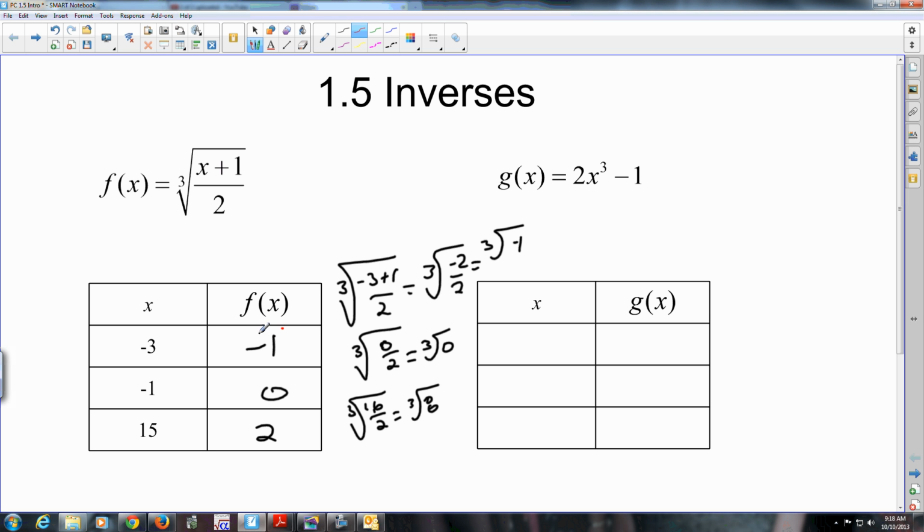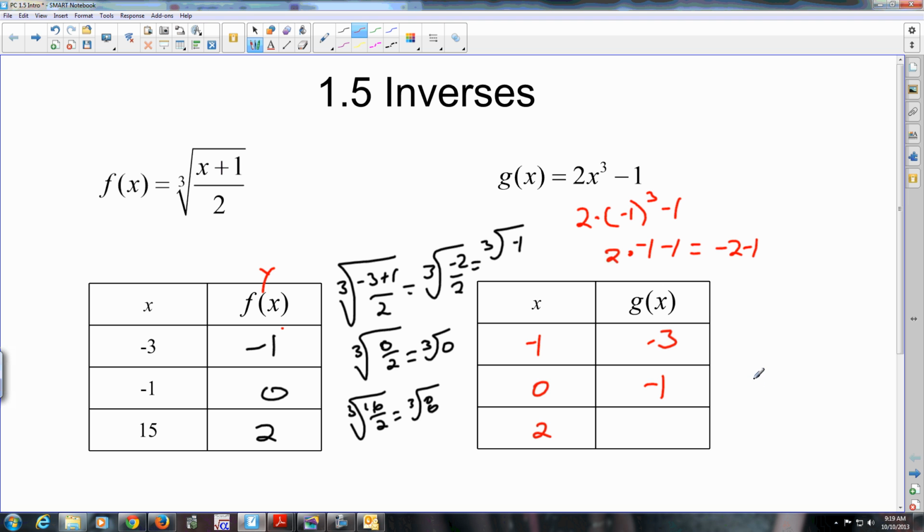those what are essentially y values, and put them in as the x values in this other equation and evaluate them in here. So 2 times -1 cubed minus 1. So it's 2 times -1 minus 1. So that would be -2 minus 1, so -3. Take 0 and put it in. So then you get -1.